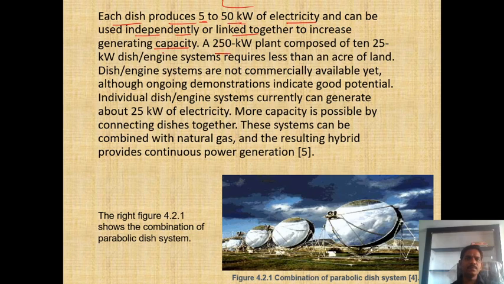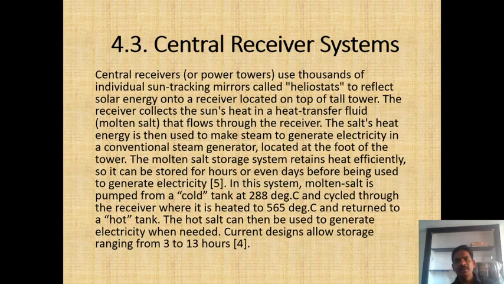A 250 kilowatt plant composed of 10 or 25 kilowatt dish engine systems requires less than an acre of land. These engine systems are not commercially available yet, but ongoing demonstrations indicate good potential. Individual dish engine systems currently can generate about 25 kilowatts of electricity, and more capacity is possible by connecting the dishes together. This system can be combined with natural gas, resulting in a hybrid that provides continuous power generation.